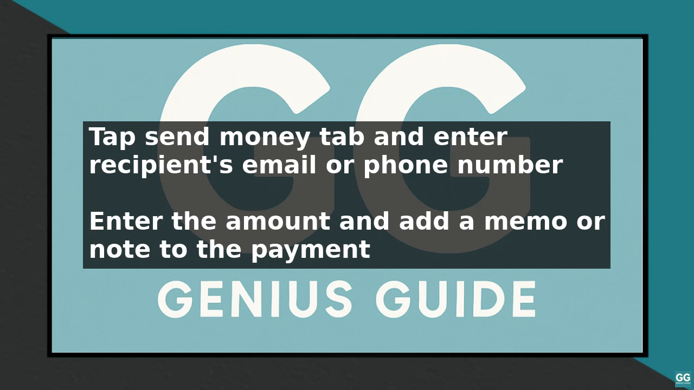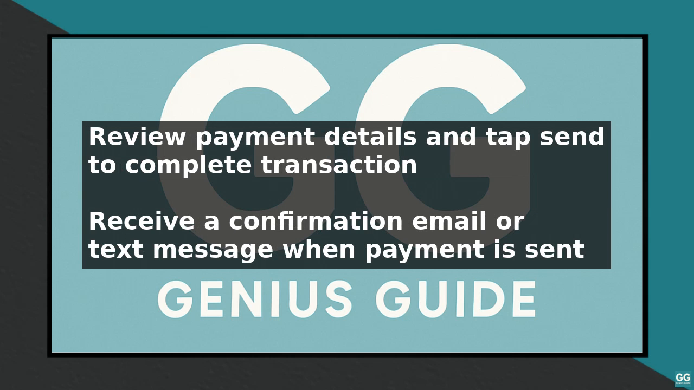In addition to sending payments, you can also use Zelle to request money from someone. To do this, tap the Request Money tab and enter the recipient's email address or mobile phone number. You can also select a contact from your phone's address book. Enter the amount you want to request and add a memo or note to the request if you want.